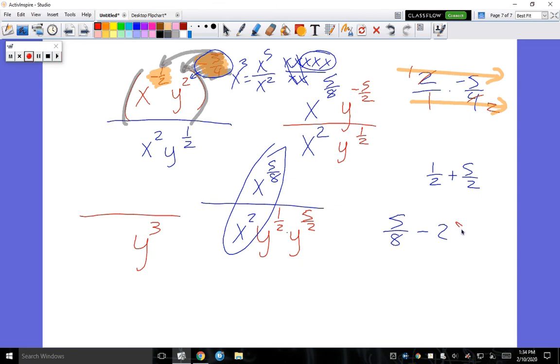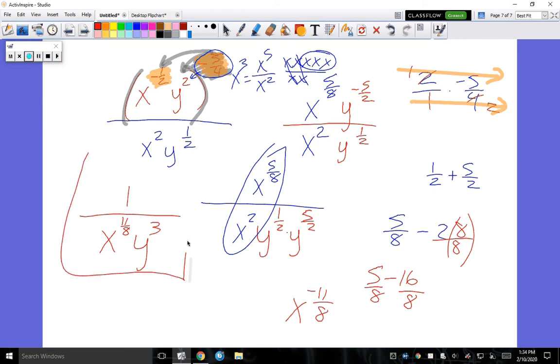is the same as, multiplied by a form of 1, 16/8. Right? And what would I get there? Negative 11/8, right? So it's x to the power of negative 11/8. You tell me, does that belong in the numerator or denominator? In the denominator. And when I move it, I will make it positive. 1 is understood. There's your answer. Ask me questions if you have them.